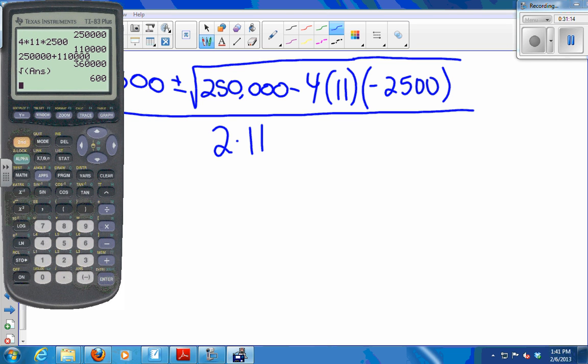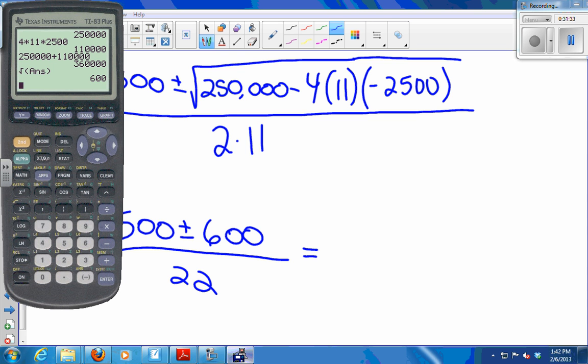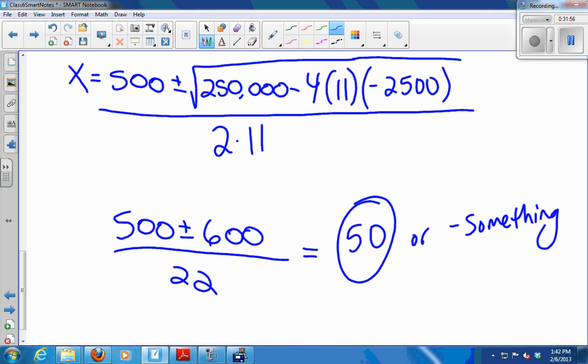600. So I have 500 plus or minus 600 all over 22. So 500 plus 600, that's 1,100, divided by 22 is 50. And 500 minus 600 is negative. And what is this answer representing? Speed. So speed in miles per hour. So we don't want a negative answer. So negative something, and I don't even care what it is, because 50 is my answer.